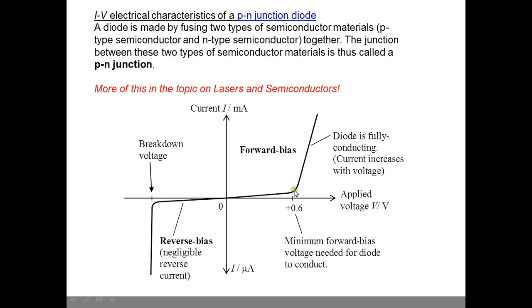Past a certain voltage, this point where it starts to turn is called the knee voltage, like your knee on the leg, K-N-E-E. Past a certain amount, the current increases by a lot when the voltage increases by a little. In the forward bias, the diode is fully conducting.